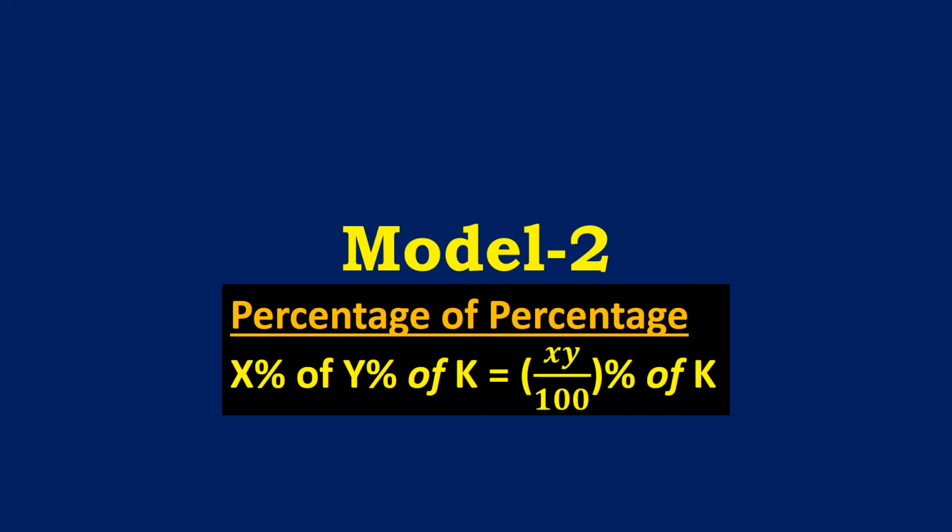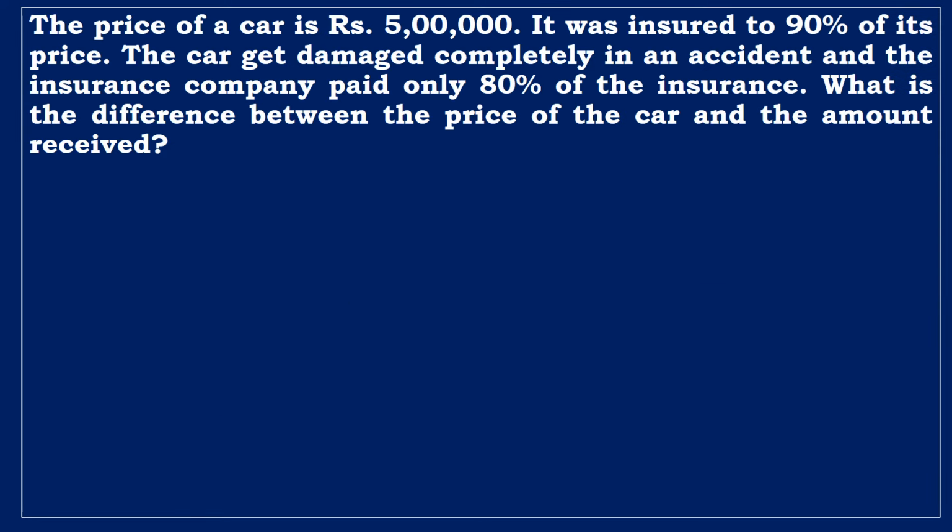The second model of percentage calculation is: X percentage of Y percentage of K is XY by 100% of K. Let's look at an example to better comprehend this concept. The price of a car is Rs 500,000. It was insured to 90% of its price. The car got damaged completely in an accident, and the insurance company paid only 80% of the insurance. What is the difference between the price of the car and the amount received?